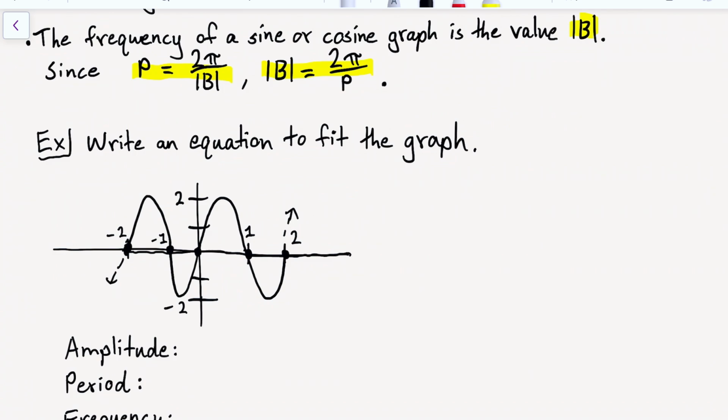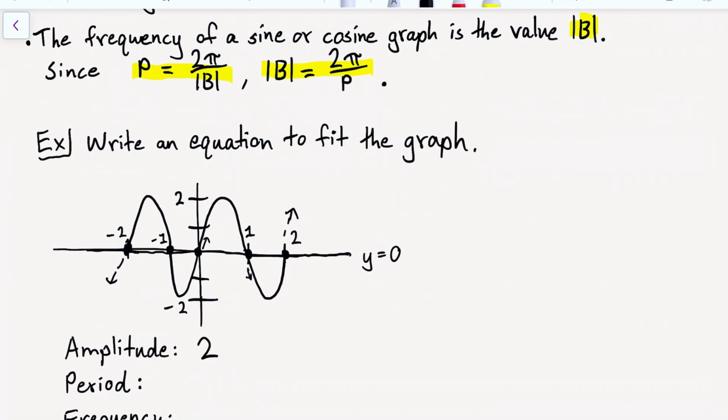First, the midline here is right at y equals 0. So there is no horizontal shift, no vertical shift up or down for this graph. Also, at 0, the graph is starting on the midline, it's going up, and then it's going down. That fits a sine function curve. So we're going to express this graph using the sine function.